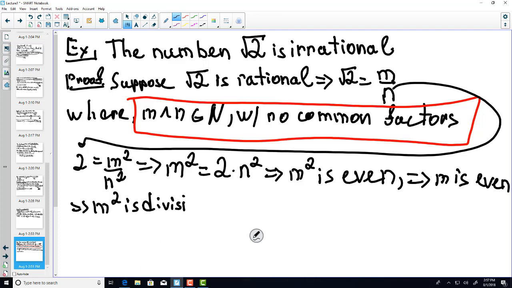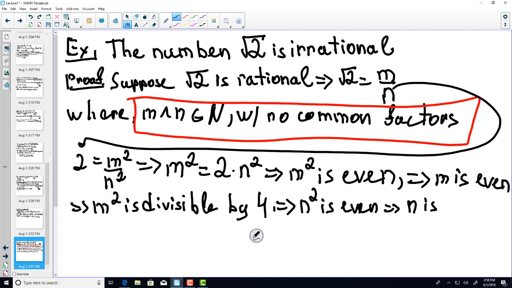divisible by 4. So thus, if it's divisible by 4, then n squared is even, since n squared should have some part of 2. So from here n is even.